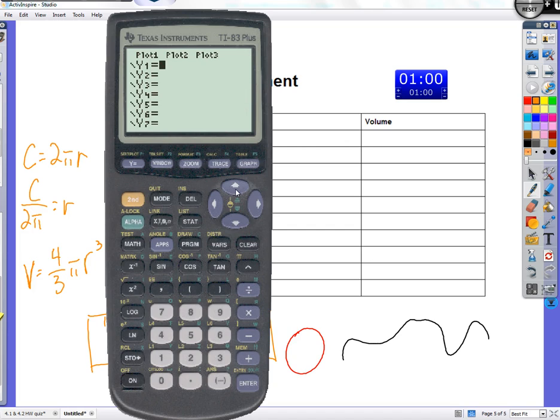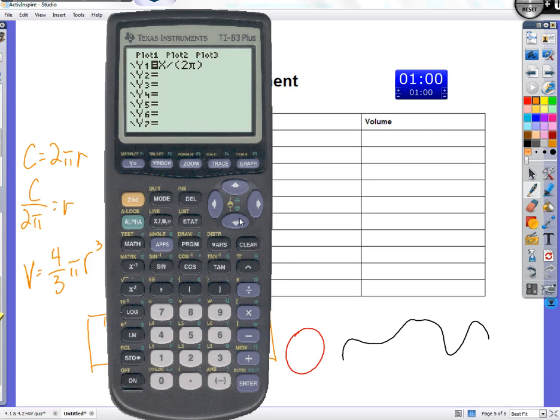The first one will be the radius function. Smart. Okay, ready. We'll take x over 2 pi. This is the coolest part, right? What does that give you? The radius. What are we going to do with the radius? Divide. You want to do 4 thirds pi r cubed?